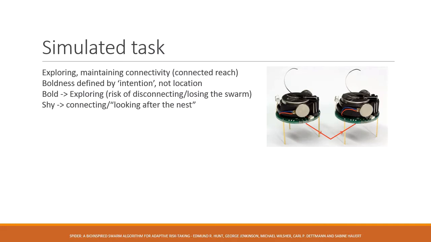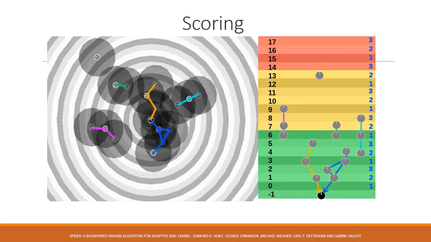So we wanted to make a task where we could demonstrate this. We used simple robots, Kilobots, which are very small, coin-sized robots with a very small communication region. We associated their boldness with the risk appetite of exploring an arena where the risk was becoming disconnected. As they get to the periphery of the arena, they're more likely to be isolated and become disconnected from the swarm. And if they're shy, they'll go to the center where they're much more likely to be connected with other robots. So we came up with a way to score how good swarms were at this.